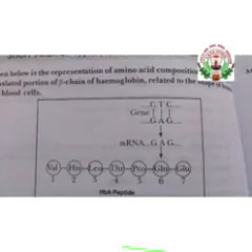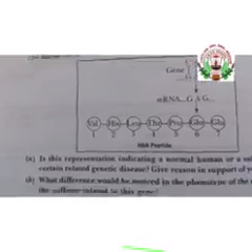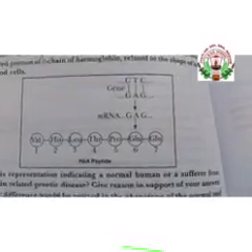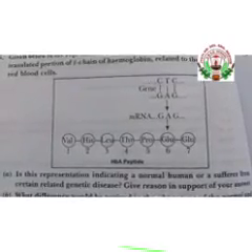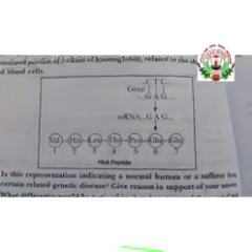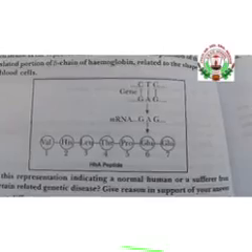Where have you studied this? You have studied it in sickle cell anemia. So now the questions are like this. Is this representation indicating a normal human or a sufferer from certain related genetic disease? Give reason in support of your answer. The first question is, is this representation indicating a normal human or a sufferer? Give reason in support of your answer. You can pause the video and answer.